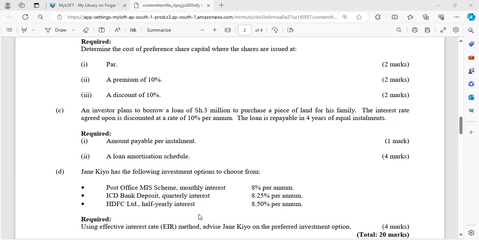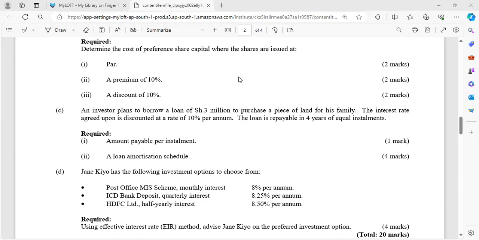I know nobody here doesn't understand the computation of the loan amortization schedule, and this is basically applicable the way it is in an exam. Not only in an exam, but in the normal working environment we can look at it from that angle. We are going to be paying our loan after 4 years, right, with equal installments. So the first question the examiner is asking is about the amount payable per installment.